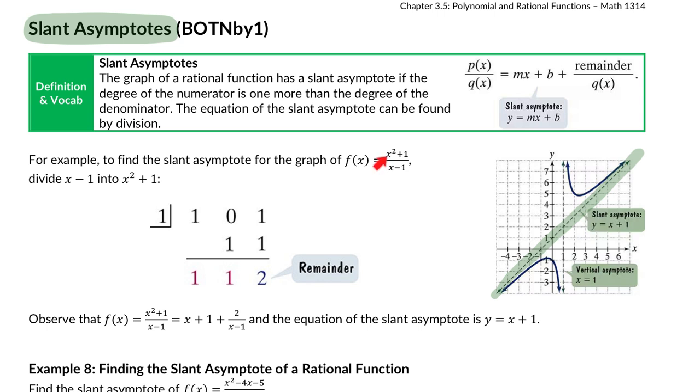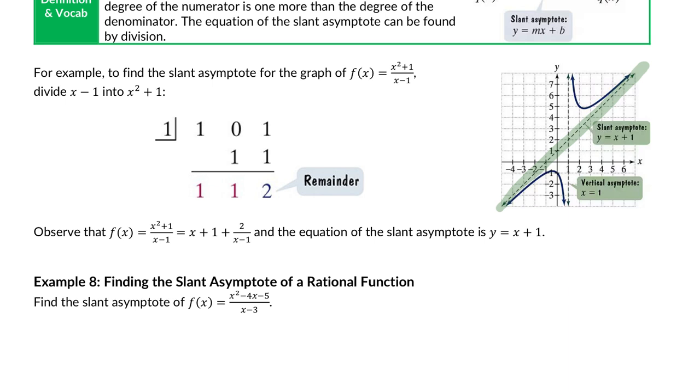So if you notice it's bottom by 1, you can find the linear equation of the slant asymptote by doing division. It's only on bottom by 1. If it's bottom by 2, there's no slant asymptote. That's why our graph we just did didn't have a slant asymptote, because it was bigger on top by 2. So it has to be by 1.